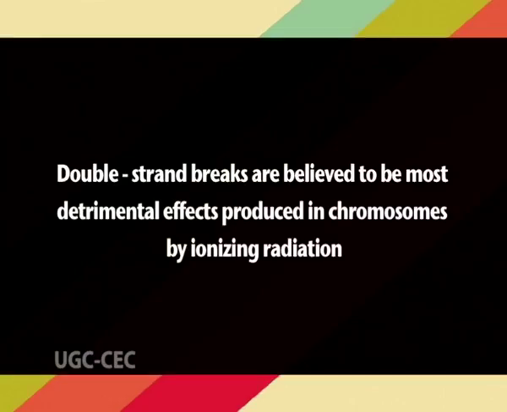Double strand breaks are believed to be the most detrimental effects produced in chromosomes by ionizing radiation. Because such breaks are difficult to repair, they can cause mutations and cell death. Double strand breaks can also result in the loss of DNA fragments, which during the repair process can cause the joining of non-homologous chromosomes, leading to the loss or amplification of chromosomal material. These events can lead to tumorigenesis.